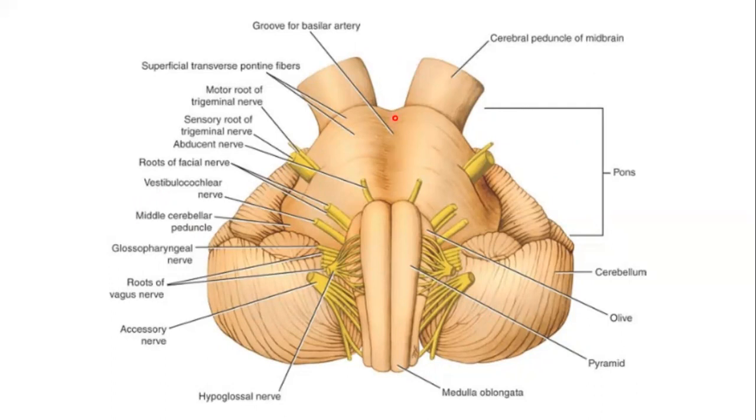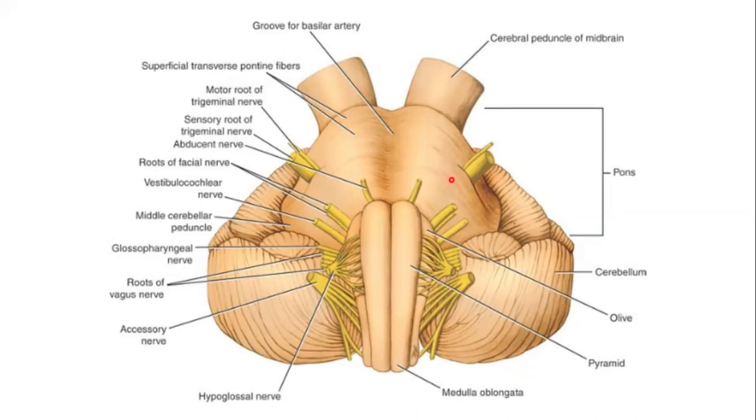Here you can see the anterior structure. This is a groove in the midline of the anterior surface of the Pons, called the basilar groove. Here rests the basilar artery, so this is the groove for the basilar artery. And as I've told you already, there are the superficial transverse pontine fibers here.